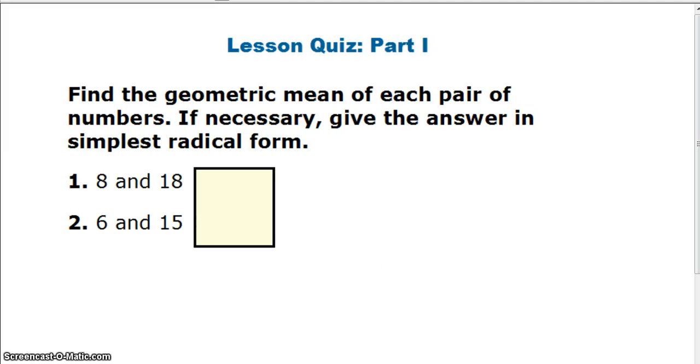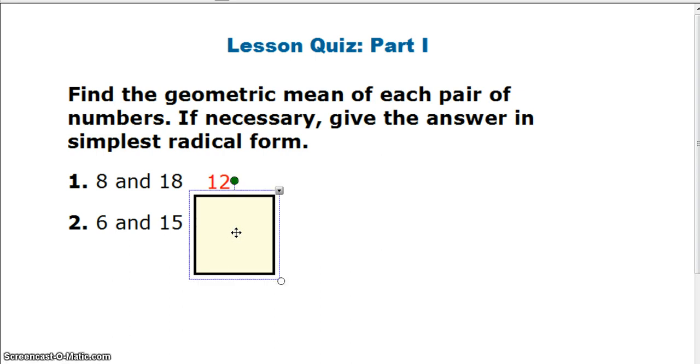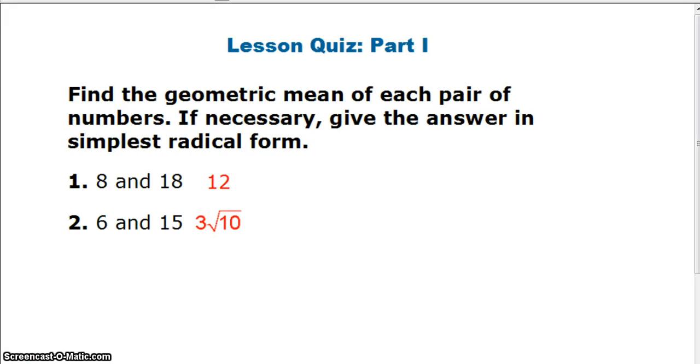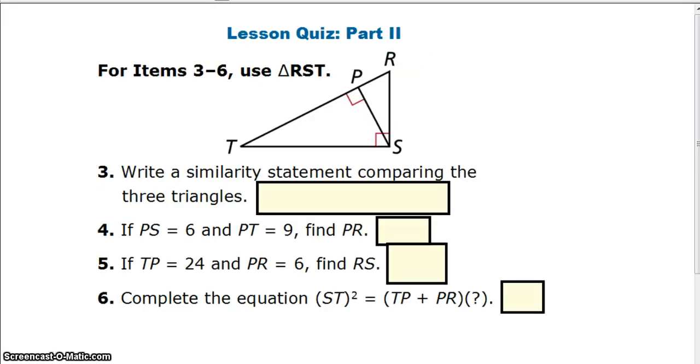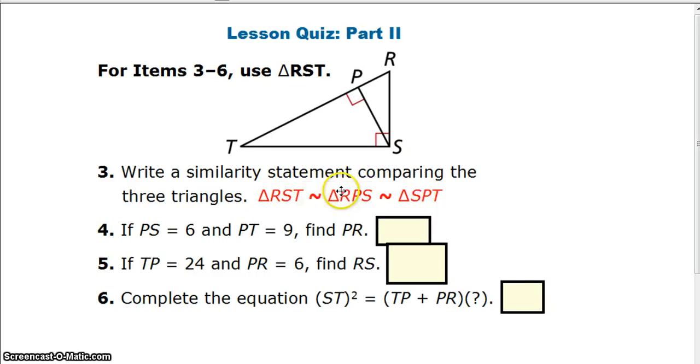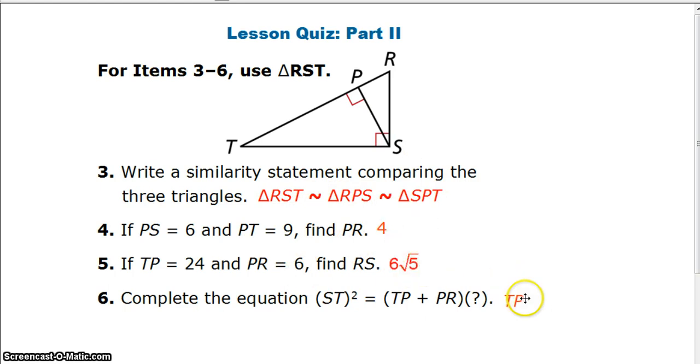Come back and check your work. The geometric mean of 8 and 18 is 12. The geometric mean of 6 and 15 is 3 square root of 10. Again, pause the video, come back and check your work. Number 3, one way you might have written the statements. Number 4, 5, and 6. Good. Here is your assignment. You might have to go back and pause that if you want to look at those. I'm done.